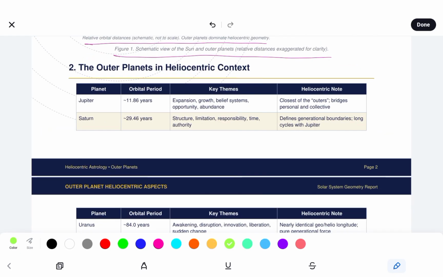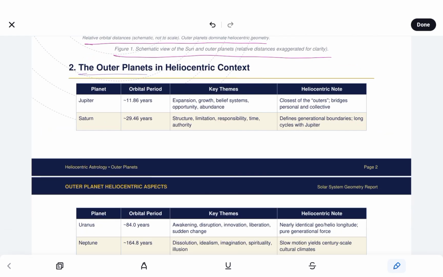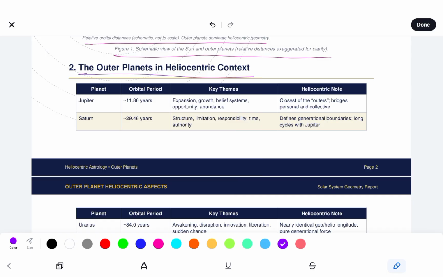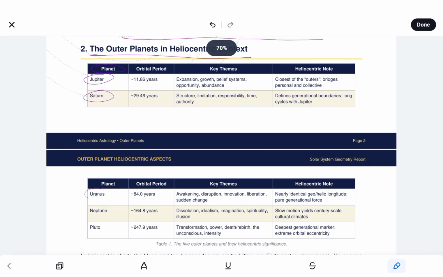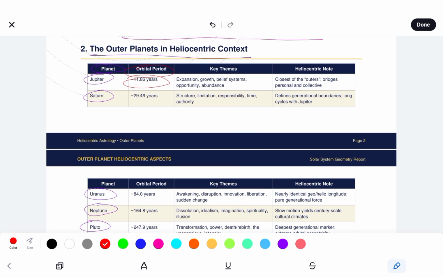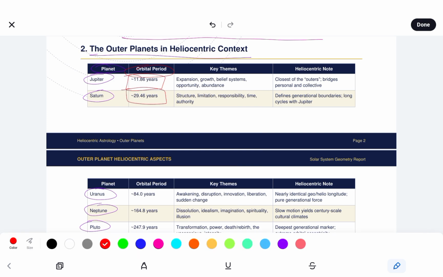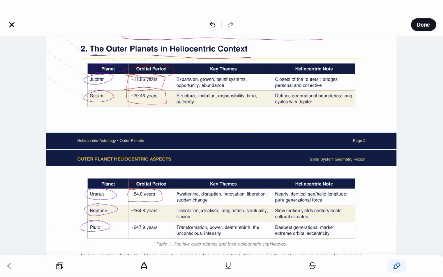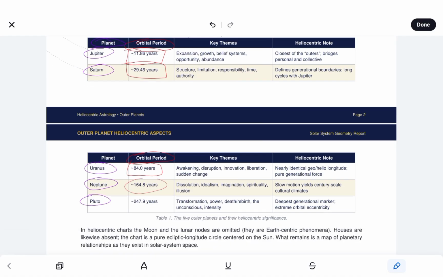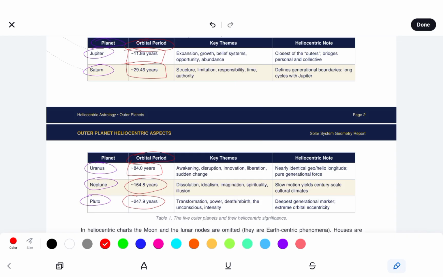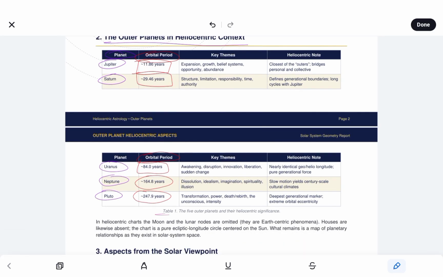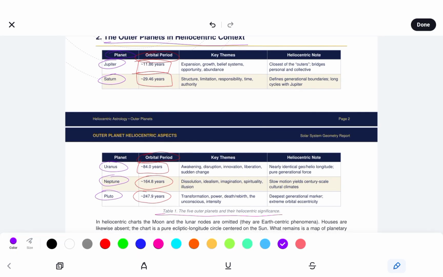Alright, now we're going to go over the outer planets in the heliocentric context. So we have the planets here: Jupiter, Saturn, Uranus, Neptune, and Pluto. And we see the orbital periods. Jupiter is 11.86 years, Saturn is 29.46 years, Uranus 84 years, Neptune 164.8 years, and Pluto 247.9 years. So these are the five outer planets and their heliocentric significance.